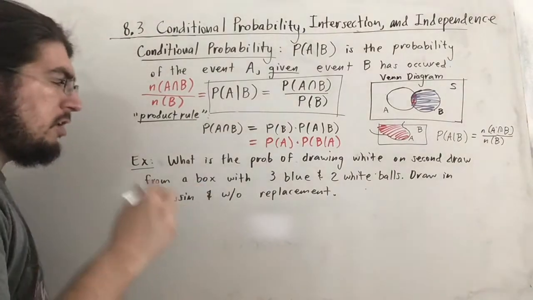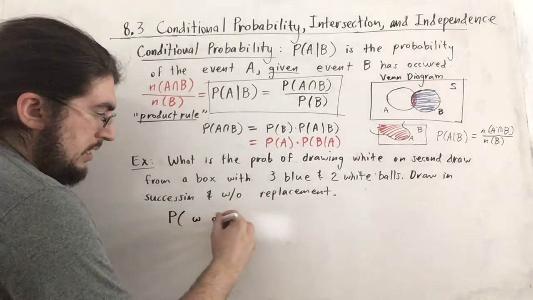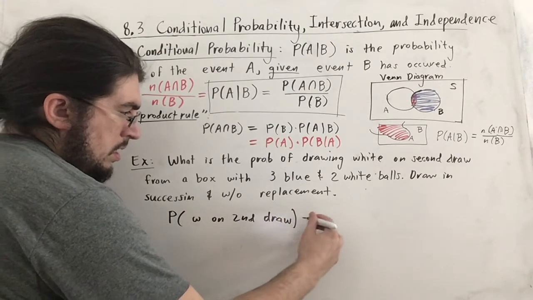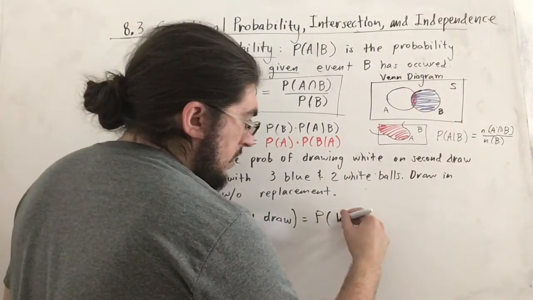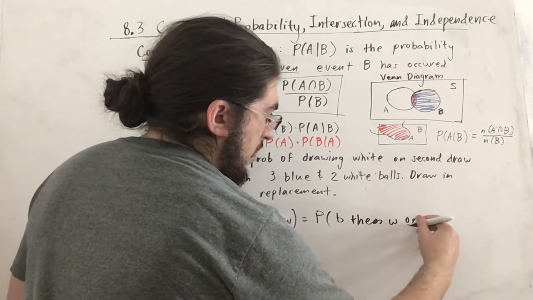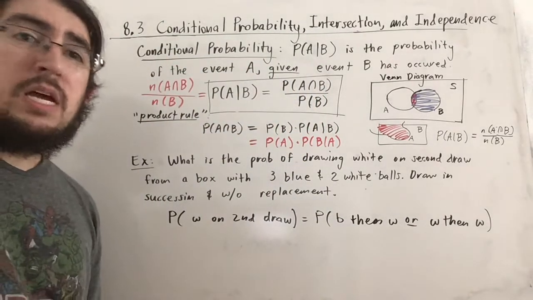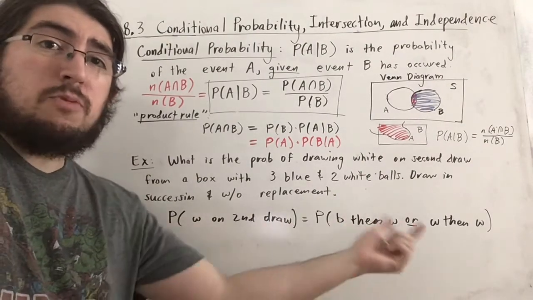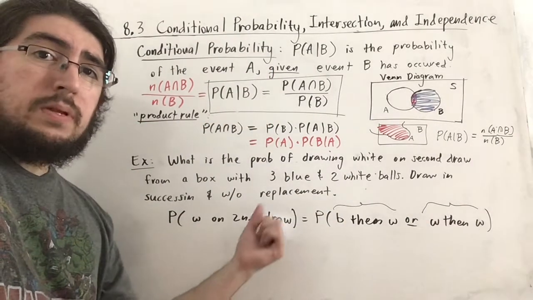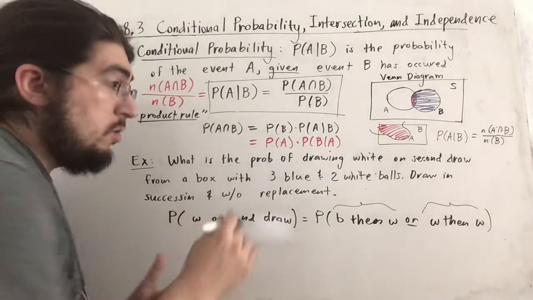So here's what I want to say. The probability of getting white on the second draw is the same as blue first then white, or white then white. These are the two scenarios, and you can't do both. So for that reason, these sets are mutually exclusive. The probability of one or the other, if they're mutually exclusive, is just the sum of those probabilities. So all we need to do is add those probabilities.